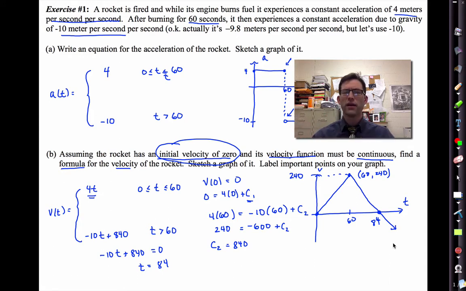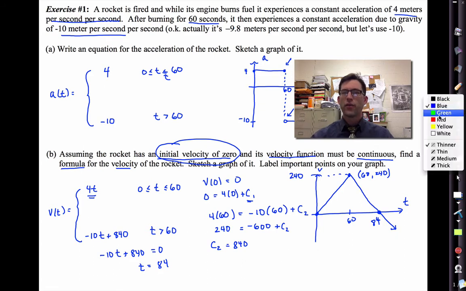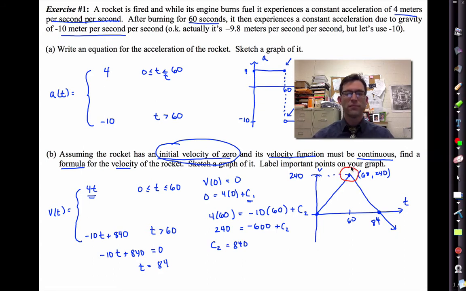A lot of people would erroneously assume that the rocket will change direction at this point, but that's not true. The velocity is positive here, the velocity is positive here, so the rocket is going up. It's not until we get past 84 seconds that the velocity turns negative and the rocket's height starts to decrease. Okay, we're going to move on and do the position formula next, so please write down anything that you need to, and then I'm going to clear the text.